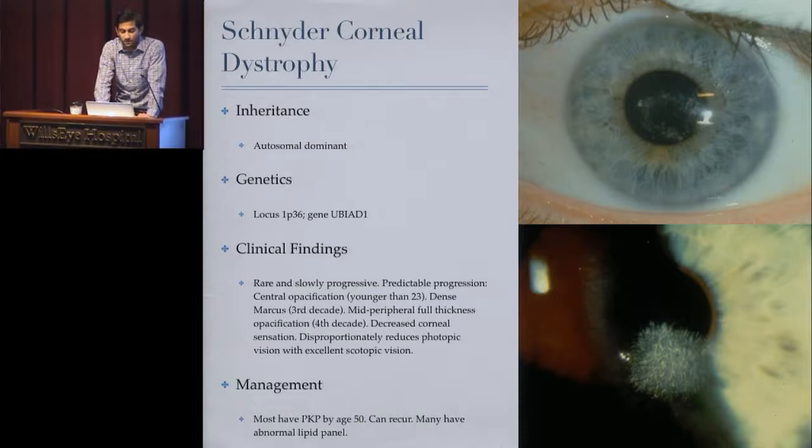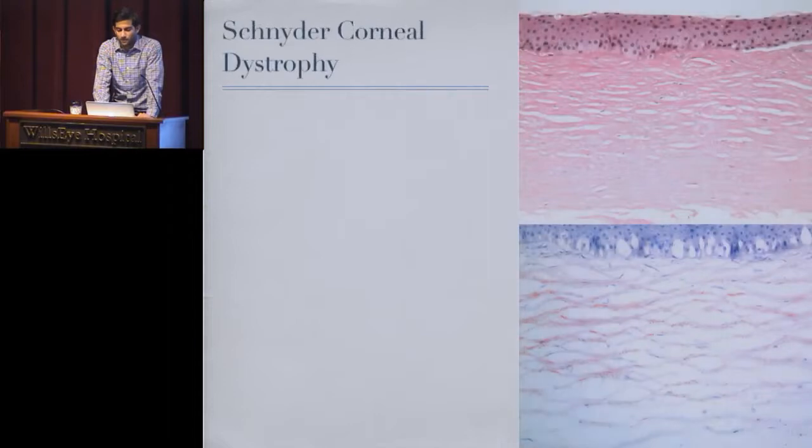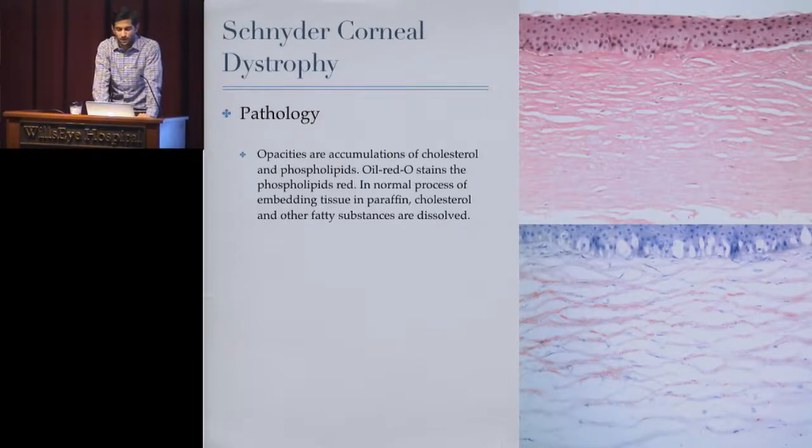And the other thing that shows up on tests is you want to check a lipid panel on these patients. A lot of them have abnormal lipids, and actually family members with normal corneas tend to have higher cholesterol levels as well. As far as the path for this goes, the opacities are actually accumulations of cholesterol and phospholipids, so you can use an oil red O stain. But if you just do a normal section and do H&E staining, it'll actually look like empty spaces, just like fat does.